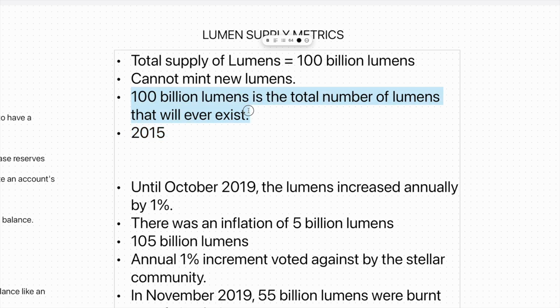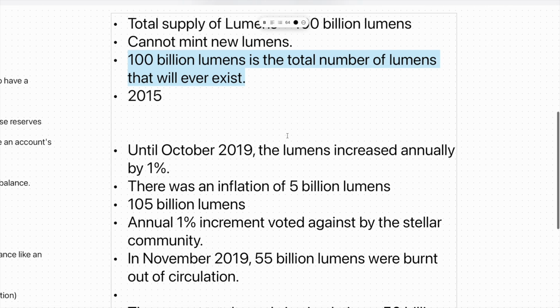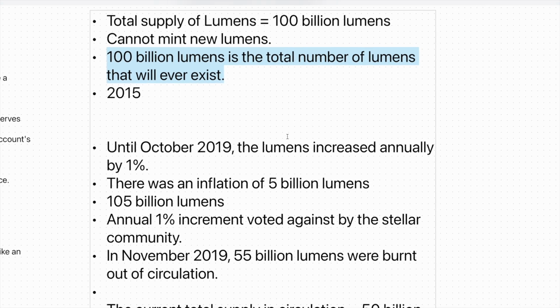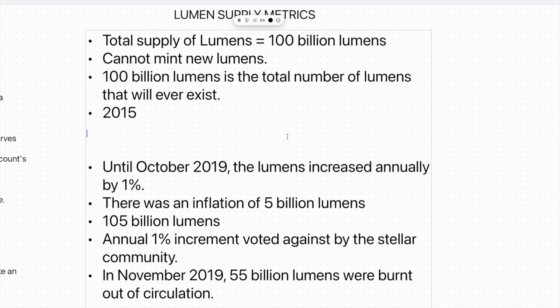But then let's talk a bit about the history of lumen, and how and why it exists, and all of those things. So let's take a trip down memory lane just a bit and talk about the history. One interesting thing to know about lumens is that when it went live, the supply of the token was 100 billion lumens.